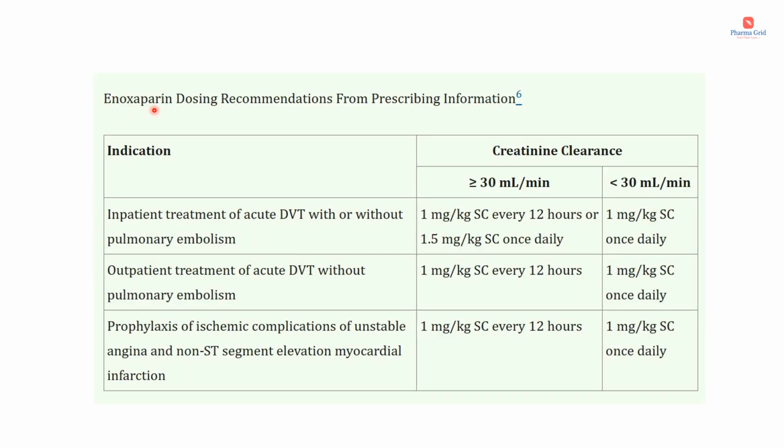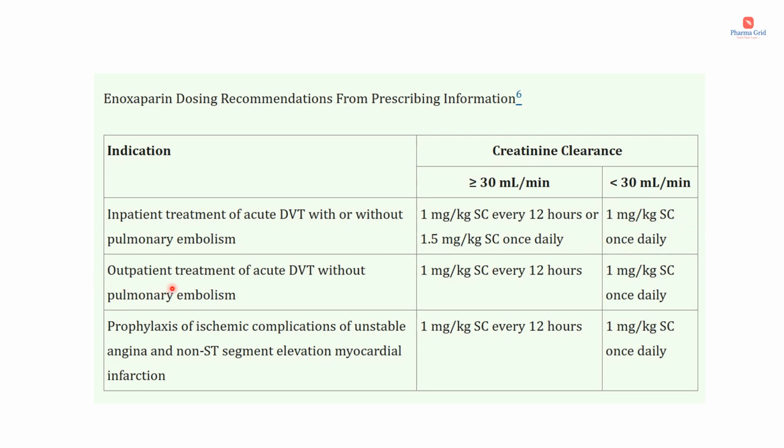So in this slide, you can see the enoxaparin dosing recommendations, the indications and the dosing based on creatinine clearance: greater than or equal to 30 ml per minute, and less than 30 ml per minute. The first indication is inpatient treatment of acute deep vein thrombosis with or without pulmonary embolism. If the creatinine clearance is greater than or equal to 30 ml per minute, the dose of enoxaparin is 1 milligram per kilogram subcutaneously every 12 hours or 1.5 milligram per kilogram subcutaneously once daily. If the creatinine clearance is less than 30 ml per minute, it is 1 milligram per kilogram subcutaneously once daily.